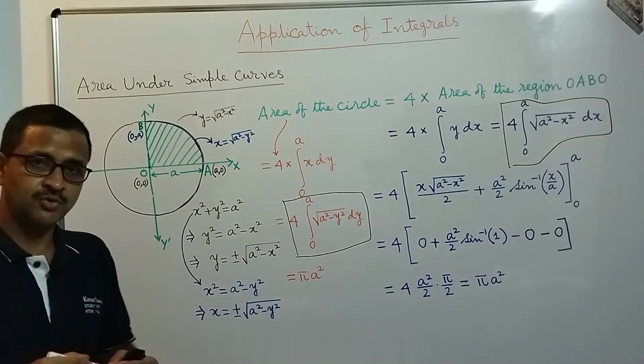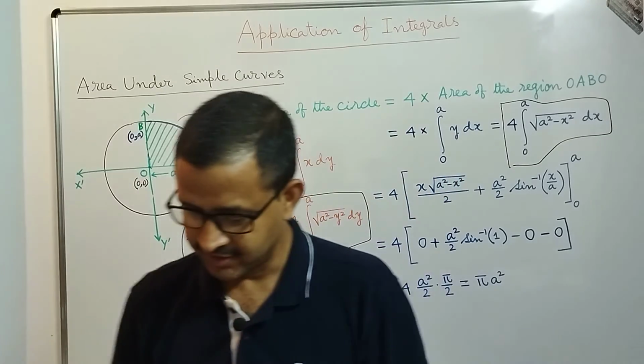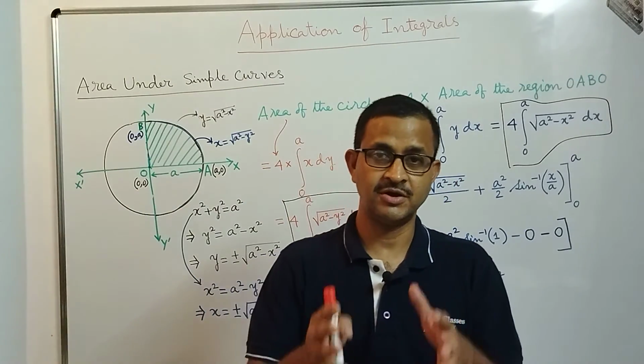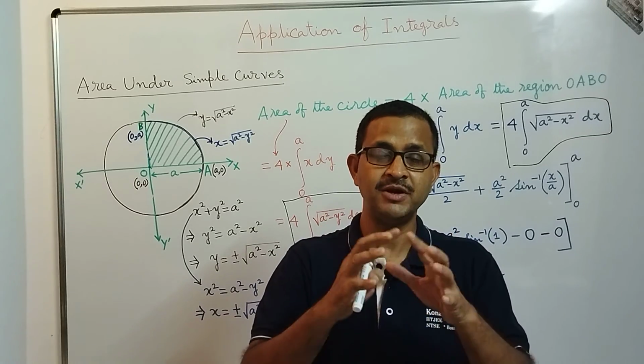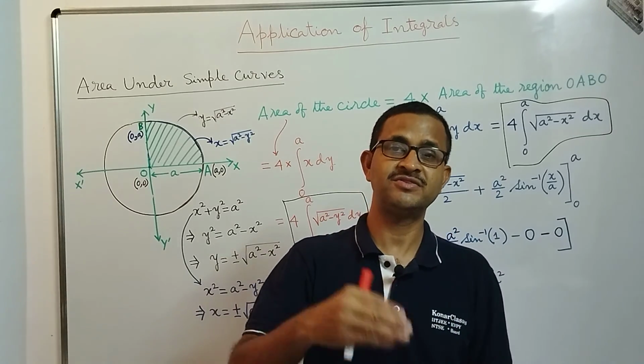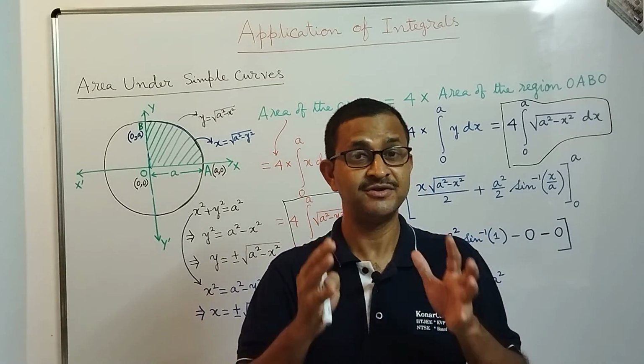Okay. So with this, let me conclude the class here. In the next session, we will solve one more question in which we will see the area of the region bounded by an ellipse. After that, we will see how to compute the area of the region bounded by a curve and a straight line.